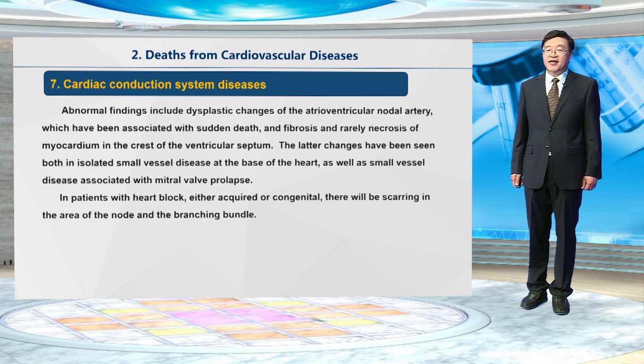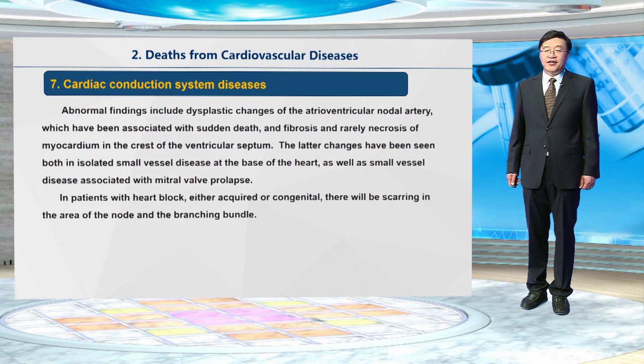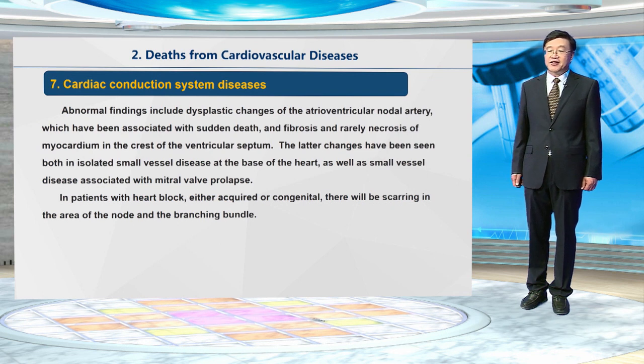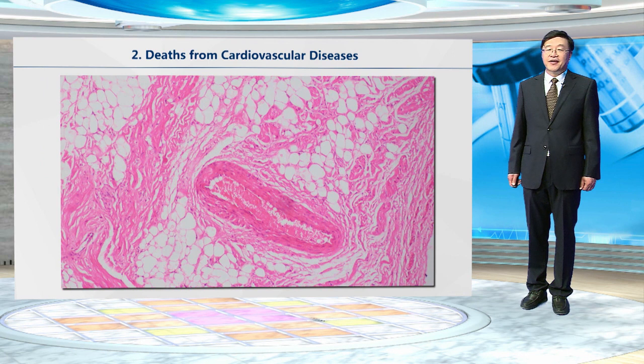In patients with heart block, either acquired or congenital, there will be scarring in the area of the node and the branching bundle. Here is the cardiac conducting system disease. Abnormal findings in the sinoatrial node artery, infiltrated with fatty tissue.